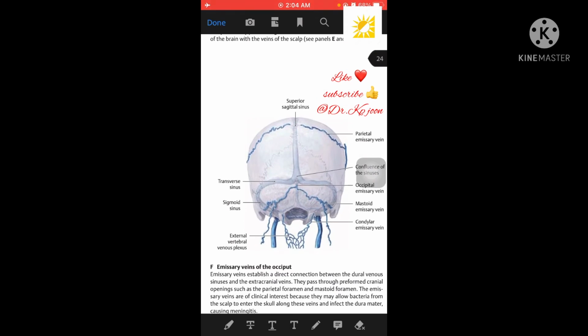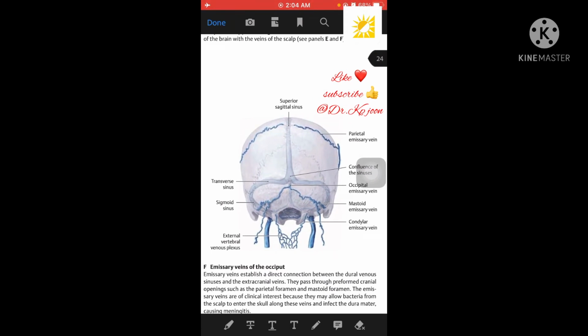See this next diagram. This diagram is about emissary veins of the occiput. In this diagram, mainly the superior sagittal sinus is present, and the external vertebral venous plexus, condylar emissary vein, mastoid emissary vein, occipital emissary vein, confluence of the sinuses, parietal emissary vein, transverse sinus, and sigmoid sinus.